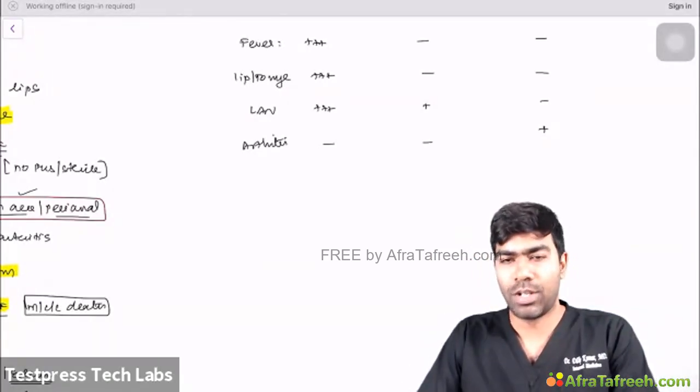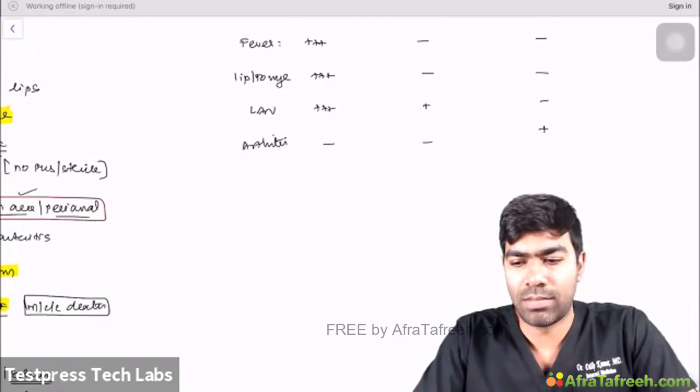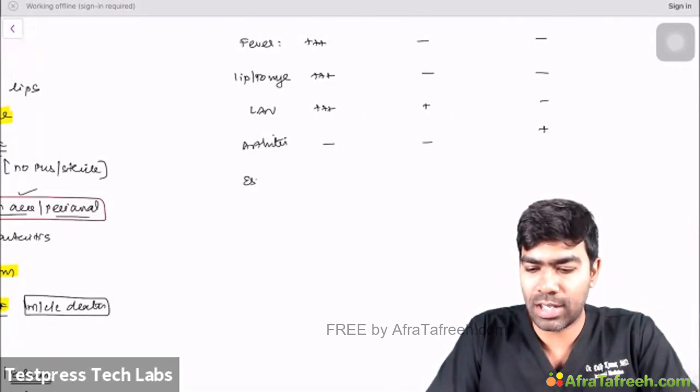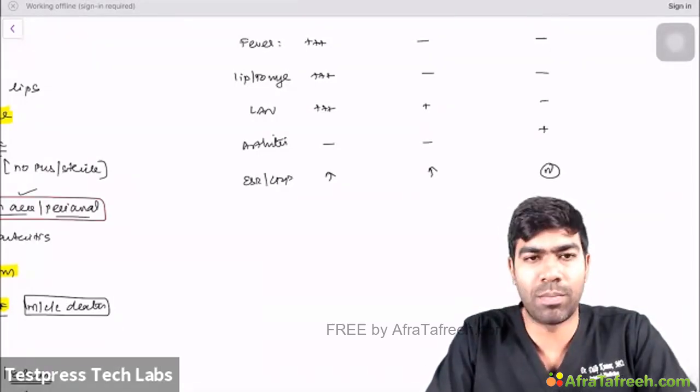So arthritis is going to be happening in the setting of the convalescent phase only. And if you take the ESR and CRP, as I told you, it will be elevated in both the acute and subacute phase. The normalization of ESR and CRP will mark the beginning of the convalescent phase.